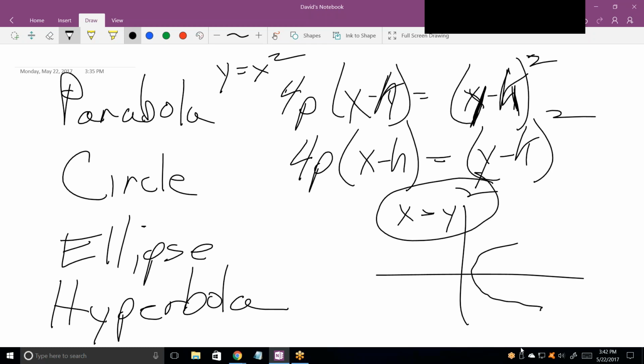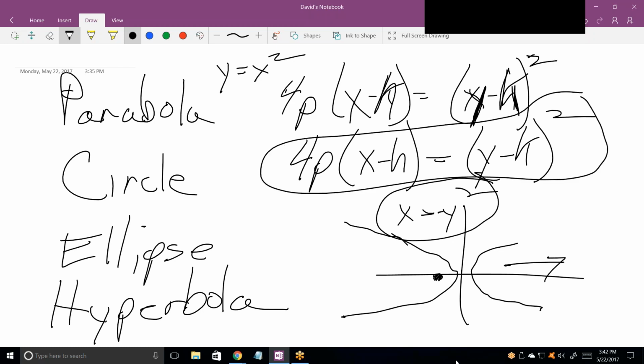If everything's positive, it's pointing to the right. If there's a negative sign, say x equals negative y squared, that means it's pointing to the left. And it still has focuses, so we still use this equation. But the difference is one is x equals y squared and the other is y equals x squared.